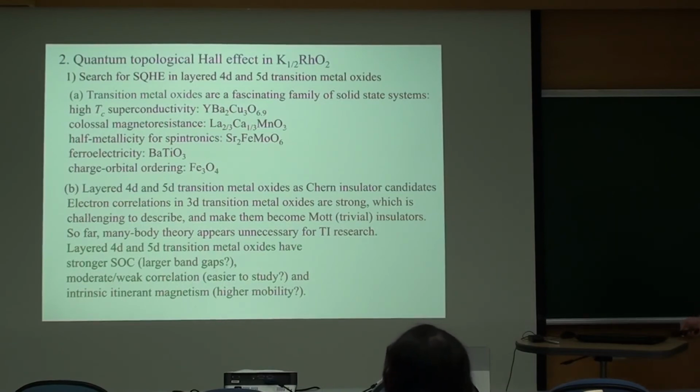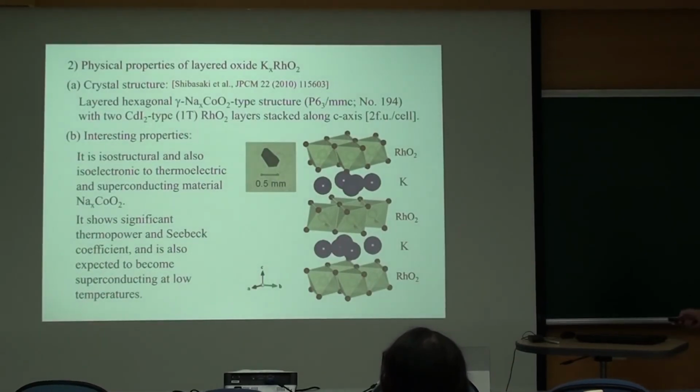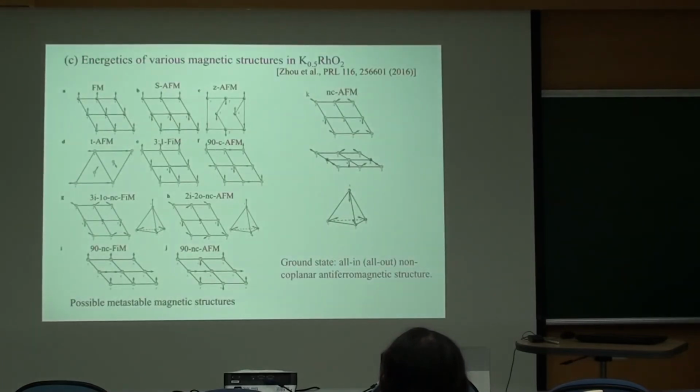Okay. So now we look at quite a few systems. In the following, I just want to show you one system we looked at, which is a layered oxide, potassium rhodium dioxide. People are probably familiar with this because some 10 years ago people were interested in cobalt dioxide, which has strong correlation, superconductivity, thermoelectricity, and many other interesting properties. Now, what do we do? We look for the element underneath cobalt. The same structure as cobalt, but now we have 4D.